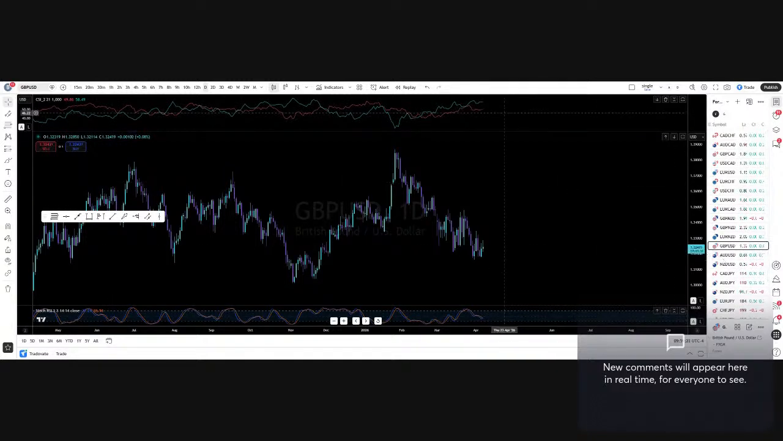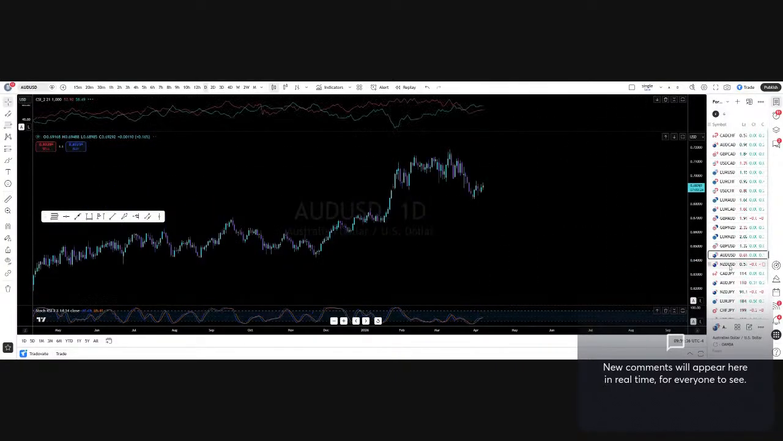Pound USD, again, there was a short signal back here last week, March 25th, but nothing happened right at the moment.